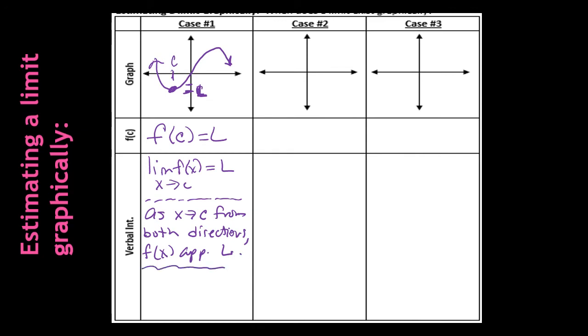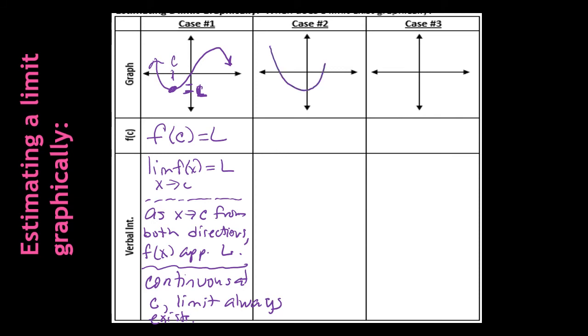And remember, if the function is continuous at c, then the limit always exists. So in this case, I drew a polynomial function, so my limit is always going to exist because it is continuous across the entire domain. All right, so let's draw case 2.